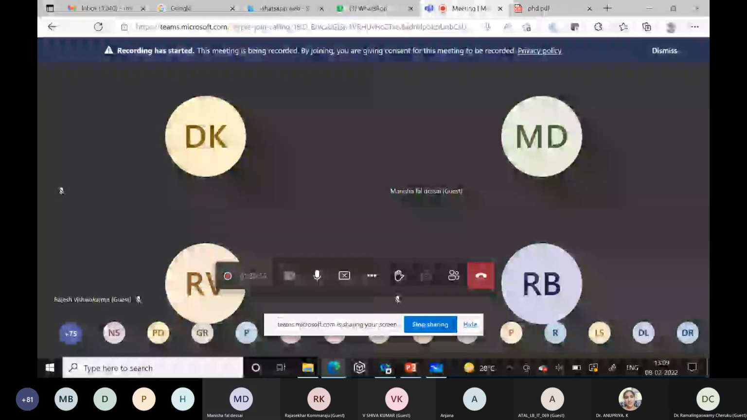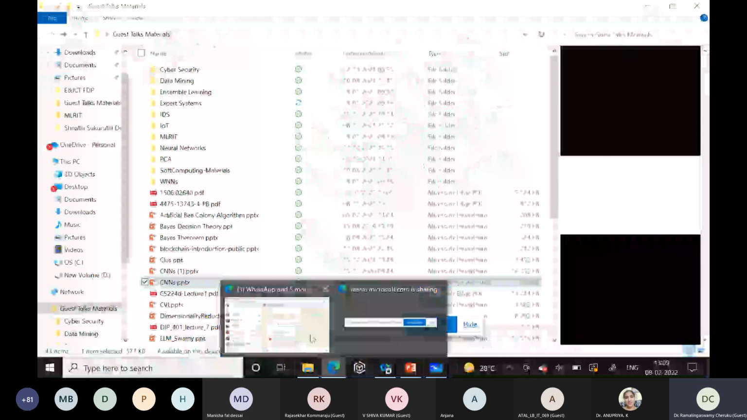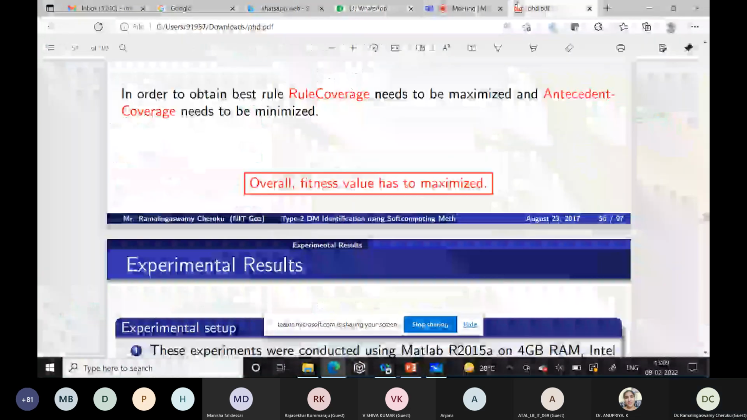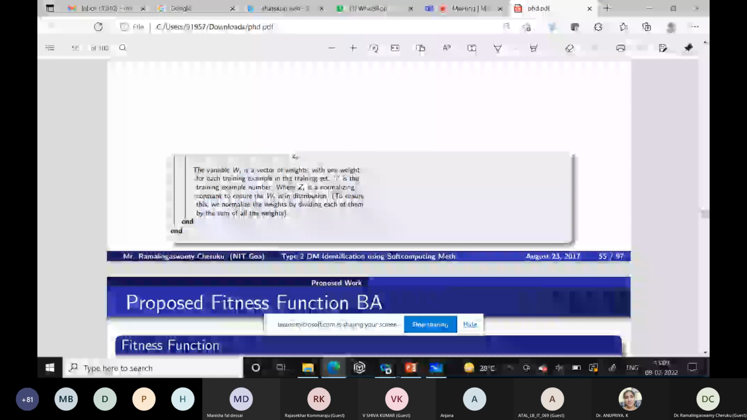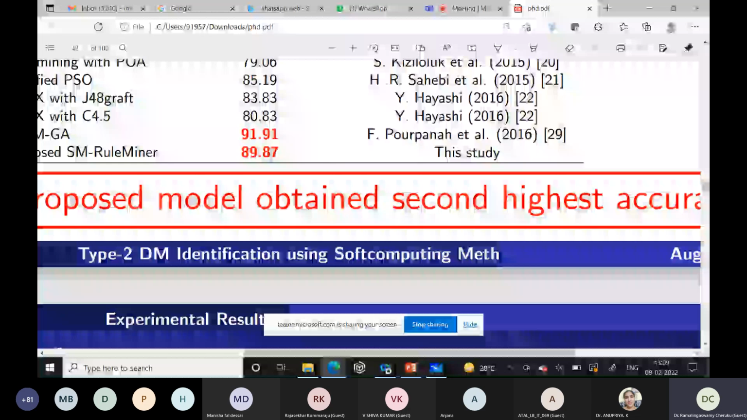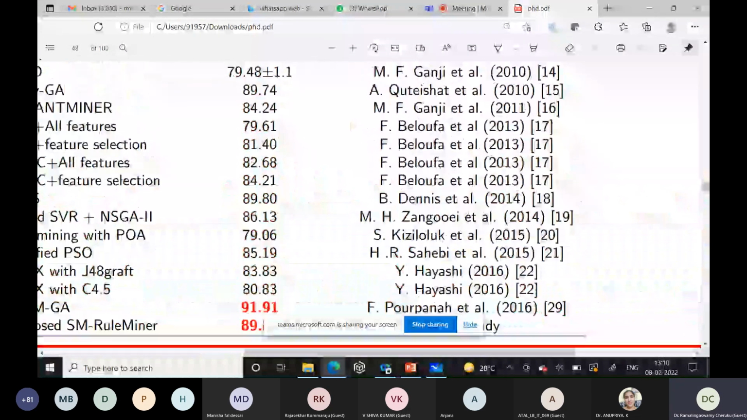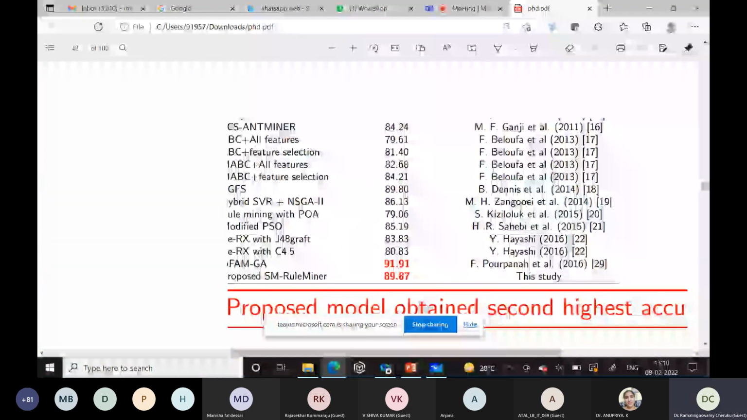Thank you very much, sir. Still scope is there, because of the performance gap we found. Let me check what performance we got. We got only 89. Still scope is there. You can improve up to 94, 95, 96. We can improve it by using other algorithms. Yes, no problem.